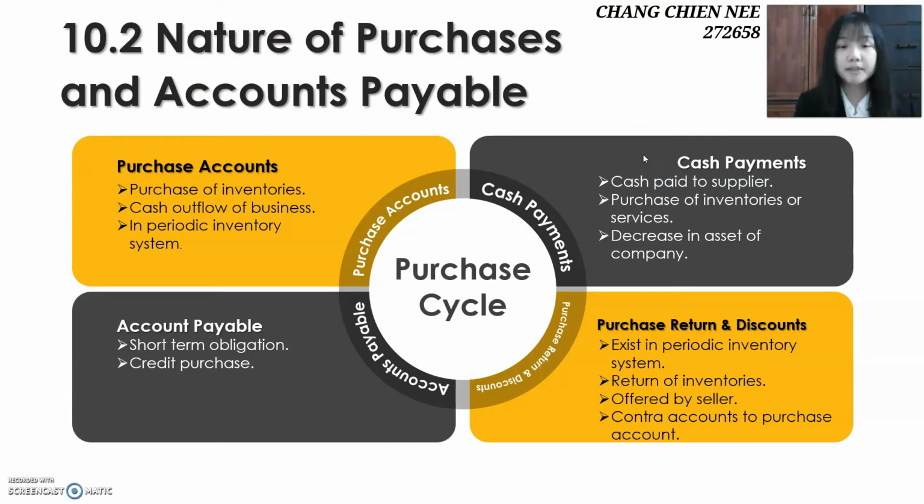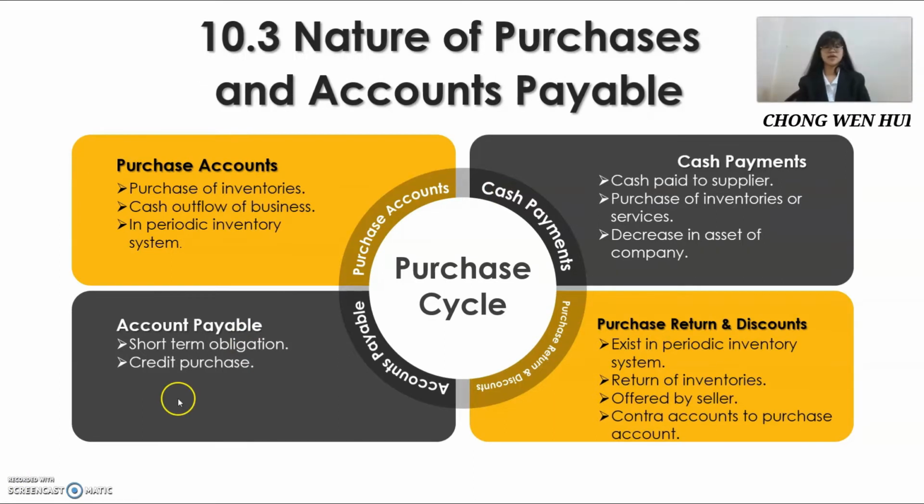Next, cash payment. The cash payment account records the payment in cash to the supplier regarding the purchase made. This indicates a decrease in assets since cash flows out to the supplier. The accounts payable is a general account which represents the short-term obligations of the company, and it will only exist when a credit purchase happens.